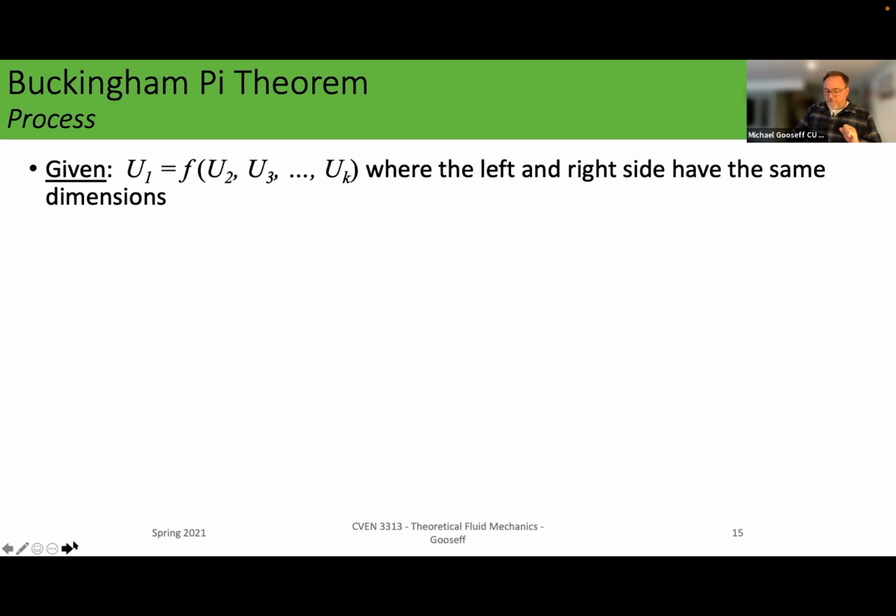First, if we are given that a parameter we are trying to predict is some function, so u1 equals f of some other parameters, u2, u3, all the way to uk, where the left-hand side and right-hand side have the same dimensions. In other words, whatever dimensions are included in u1 are somehow represented in all the other parameters on the right-hand side, u2, u3, u4, etc.